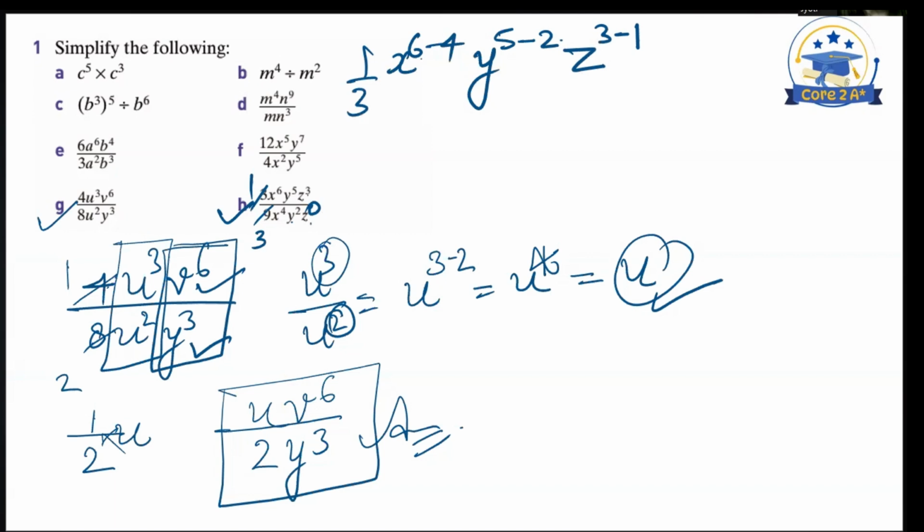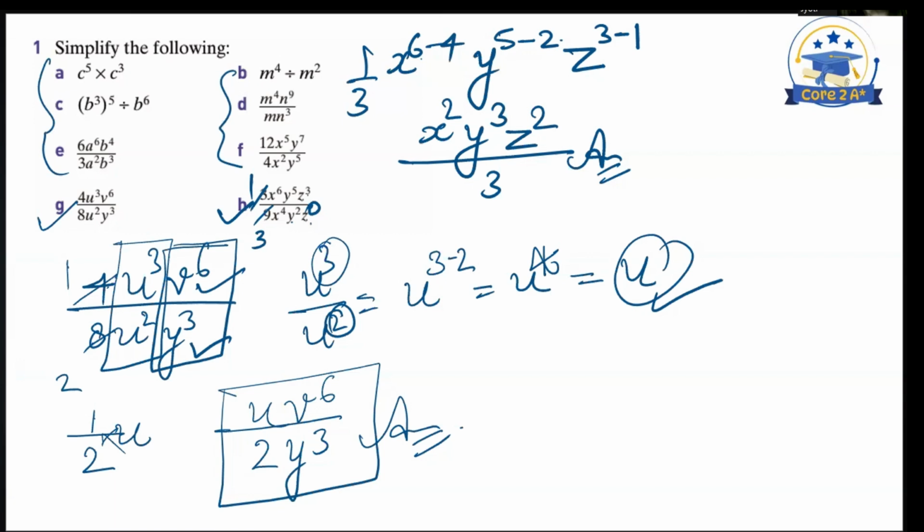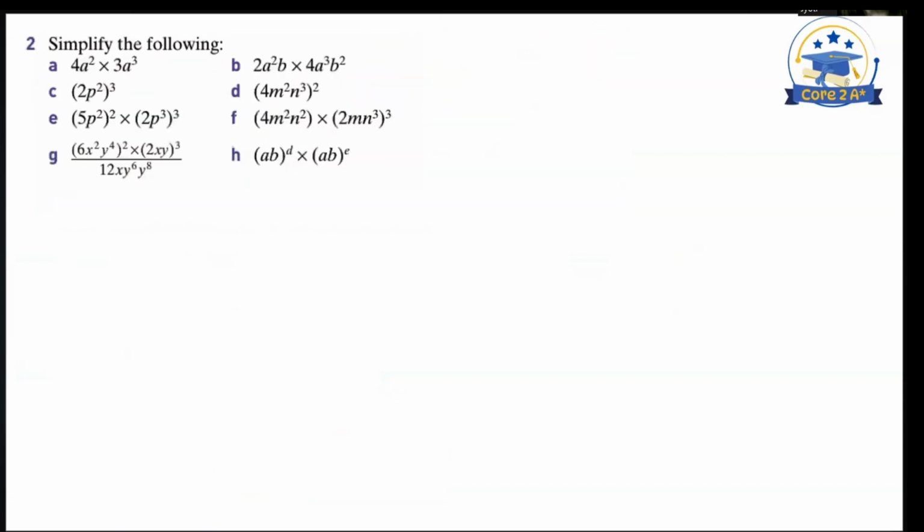So what are we getting? 6 minus 4 is 2, so x square y to the power 3, z to the power 3 minus 1, which is 2, over 3. This is our answer. Similarly, you can solve the rest. Let's solve something different. Again, we should go with Z because it looks a little bit harder for you, but actually it is not. So let's simplify this.